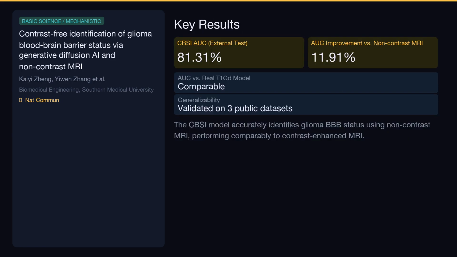The results were impressive. On an external test set, CBSI achieved an AUC of 81.31% for BBB status identification. This represents a significant improvement of over 11% compared to using only non-contrast MRI. Importantly, its performance was comparable to models using actual contrast-enhanced MRI, demonstrating its potential.